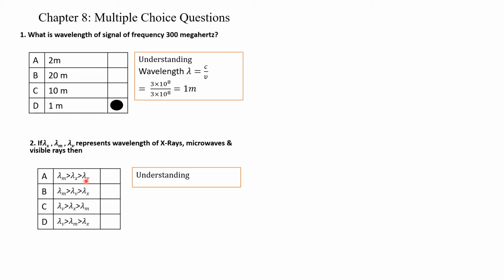So we have to understand and recollect. We know the microwave has the highest wavelength as compared to visible light, and visible light has a higher wavelength than the X-ray. So the answer B, lambda m is greater than lambda v, greater than lambda x, is the correct answer. You have to remember. Please revise the full table of the electromagnetic wave spectrum, wavelength and frequency and their uses. It is given in the beginning of this video.